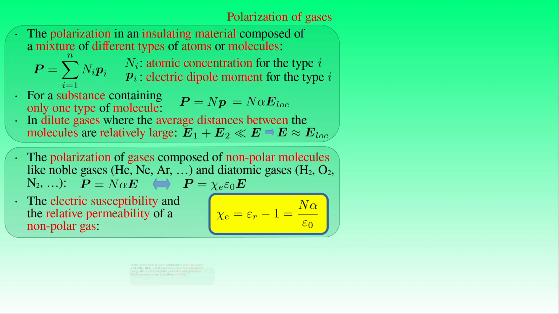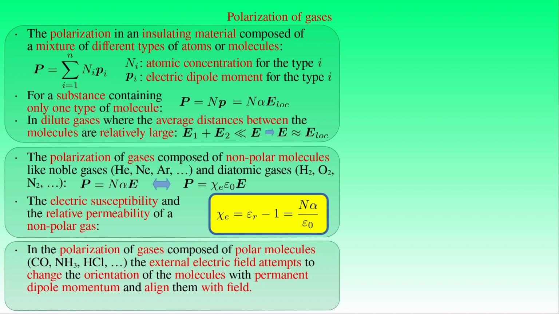In the case of gases composed of polar molecules like carbon monoxide, ammonia or hydrogen chloride, we must take into account the effect that attempts to change the orientation of the molecules with a permanent dipole moment in an external electric field align them with the field. As already mentioned, the dipoles in any substance composed of polar molecules are randomly oriented due to thermal motion. The torque produced by the electric field aligns the dipoles in the direction of the field, minimizing their potential energy.